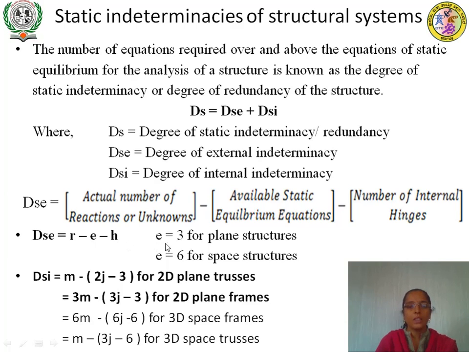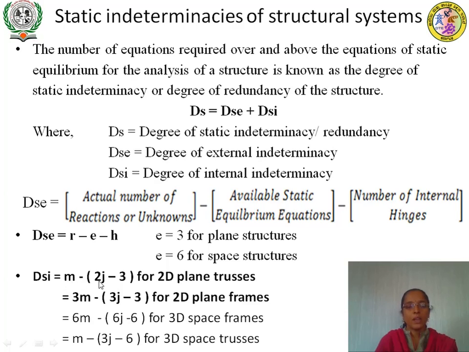And this E is equal to 3 for plane structures, that is, for two-dimensional structures the equilibrium conditions are 3, and for three-dimensional or space structures the equilibrium conditions are 6. You can substitute these values depending upon the given problem. And internal indeterminacy DSI is calculated by these formulas, you have to remember this.